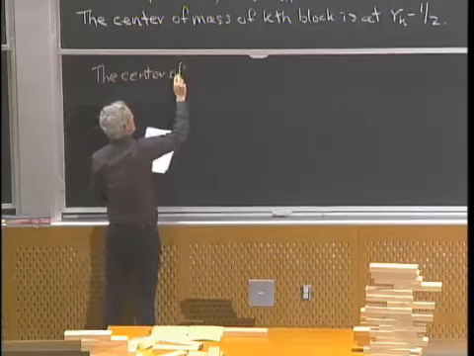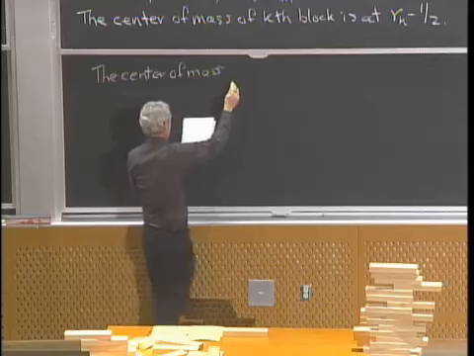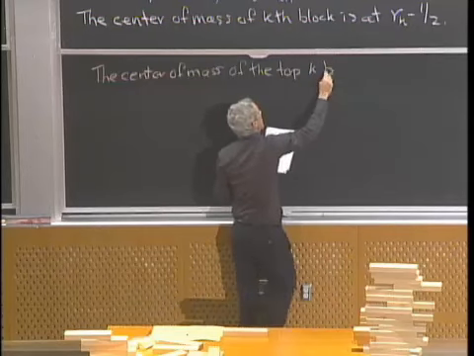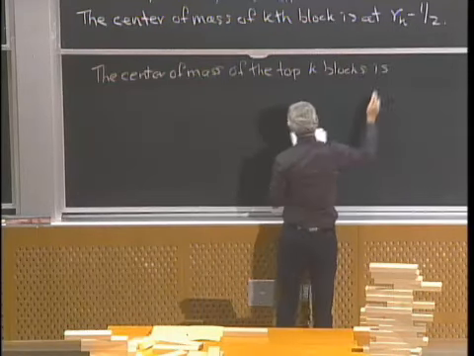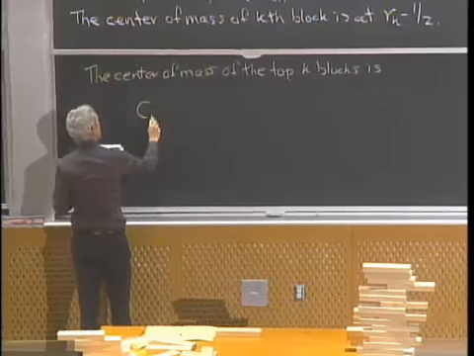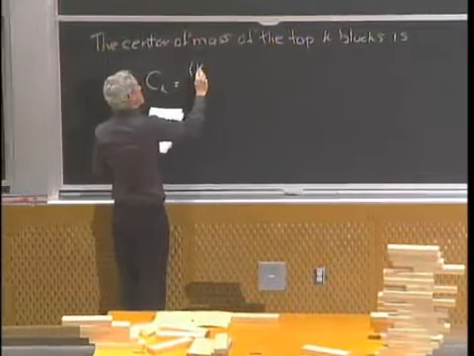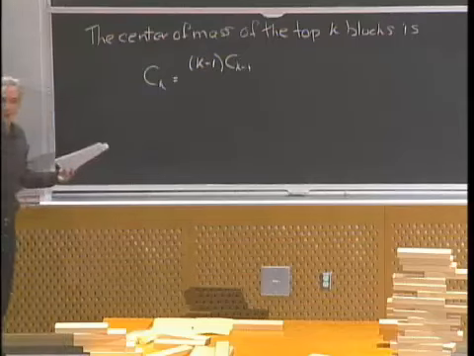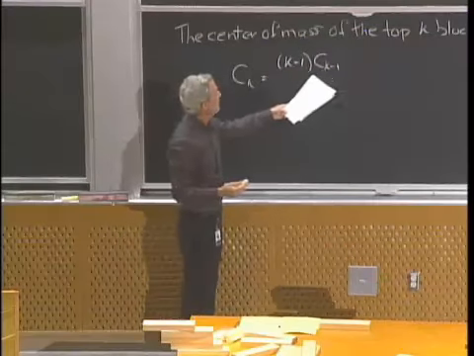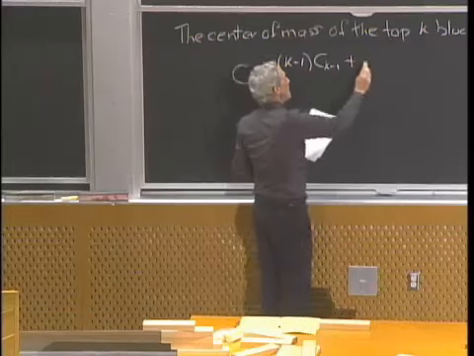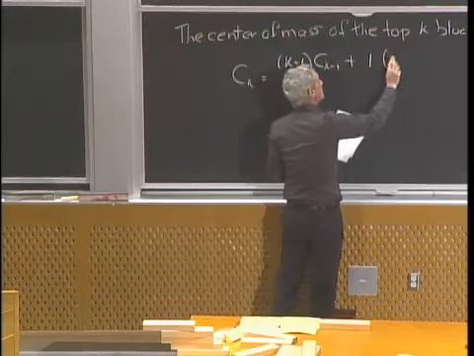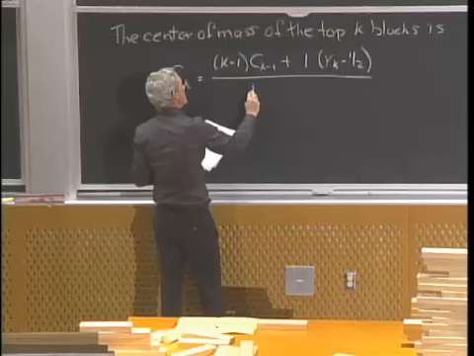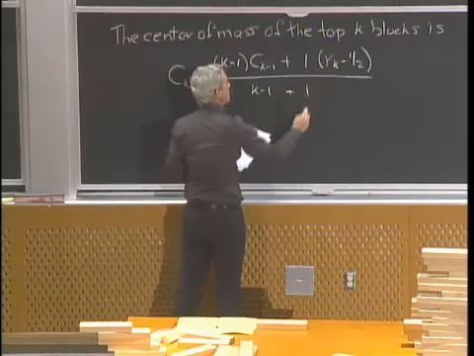The center of mass of the top k blocks is ck equals, well, there's k minus 1 blocks centered at ck minus 1, because the center of mass of the top k minus 1 blocks by definition is ck minus 1, and they have weight k minus 1. And then we average that with the kth block that has weight 1 at position rk minus a half. And the total weight of this is k minus 1 here and 1 for this block.